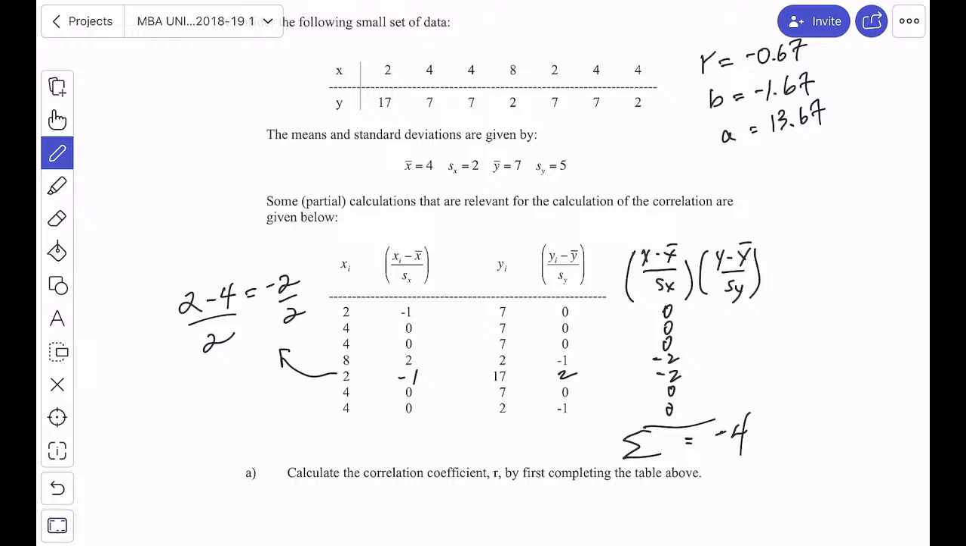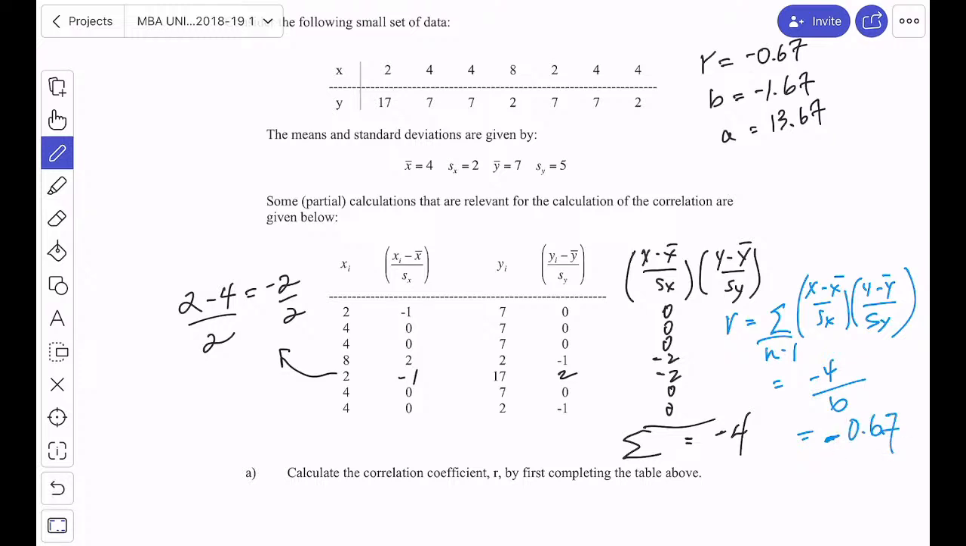So what I have so far is R equals the sum of these two standardized terms being multiplied. And then I have to average, divide by n-1. So I have -4 divided by n-1. There are 7 observations, so this is 6. So R is -0.67. So that's the long way.